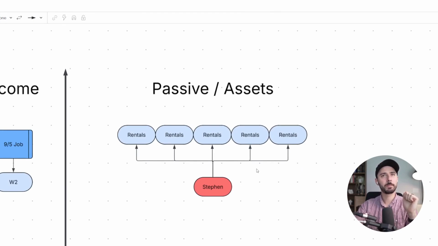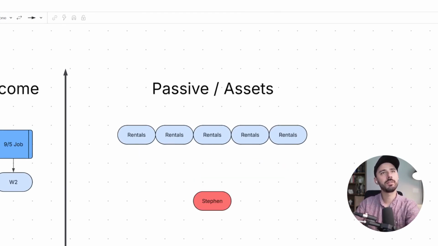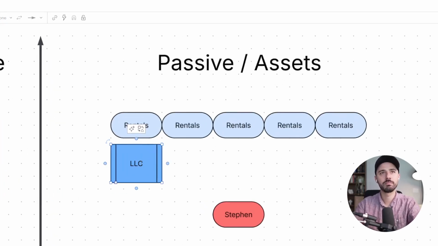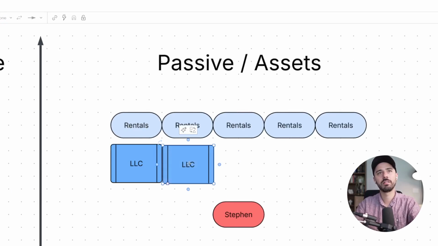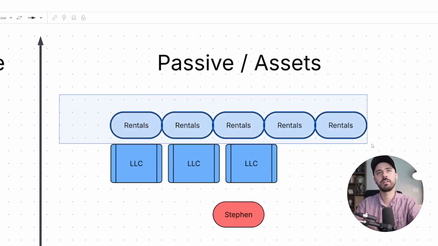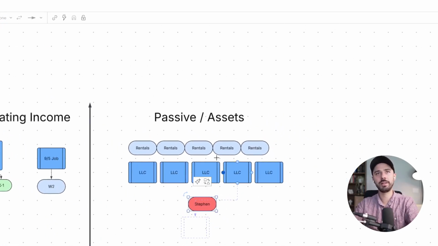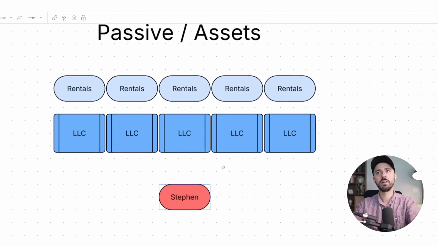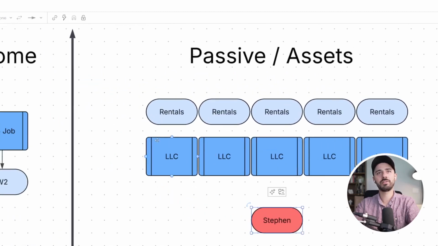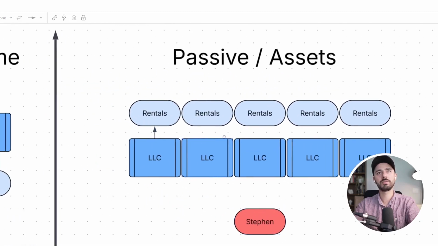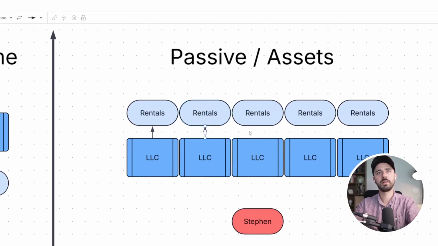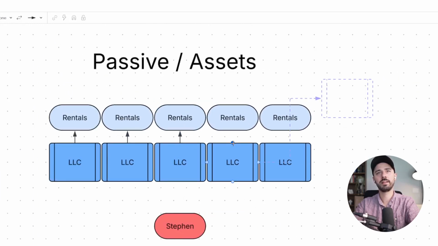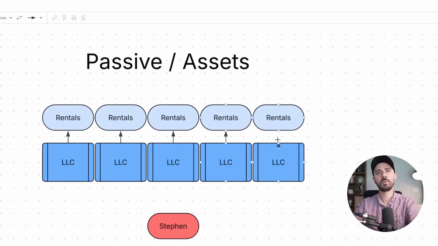What can we do? Create an LLC. Okay, let's do that. We're going to have a little blue thing here per rental. We're going to have 1 LLC per rental. We're going to try to organize this and make it look a little bit prettier. There we go. It's looking a little bit better now. Each LLC owns the rental property like this. We're segregating liability.